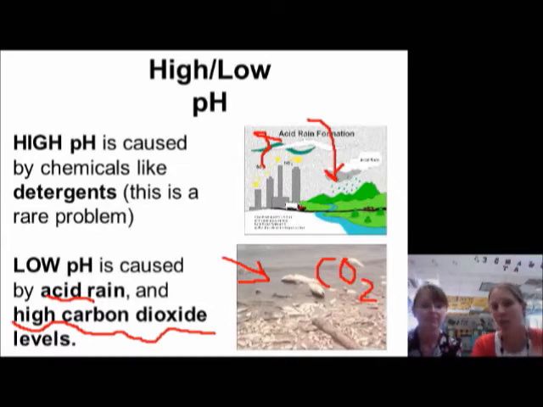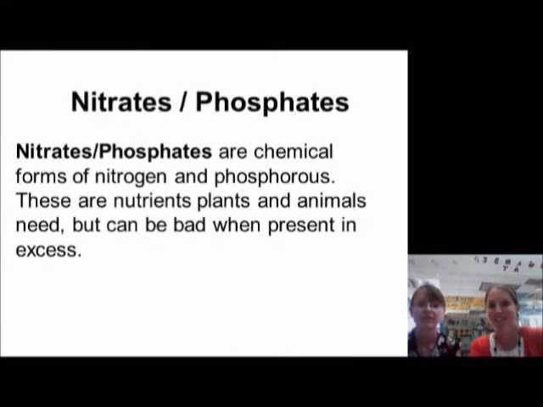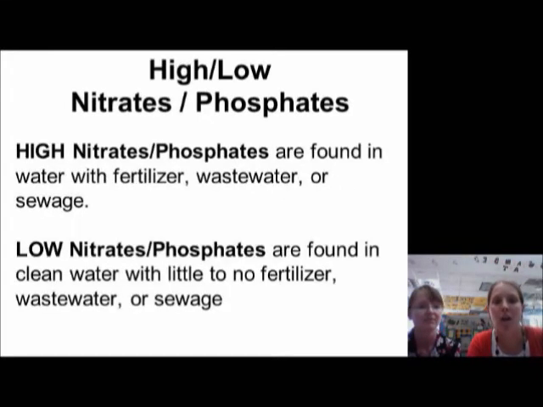Okay, so we've talked about dissolved oxygen, we've talked about pH. Let's move on to our next chemical test, which is nitrates and phosphates. Great. So nitrates and phosphates, they're just nutrients for plants. And so what happens with nitrates and phosphates? They make algae grow and grow and grow and grow because algae are just single-celled plants. Right. And so when these algae go crazy, it can cause some problems. So let's talk about high and low.